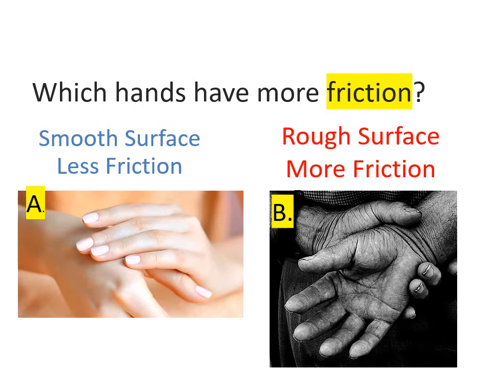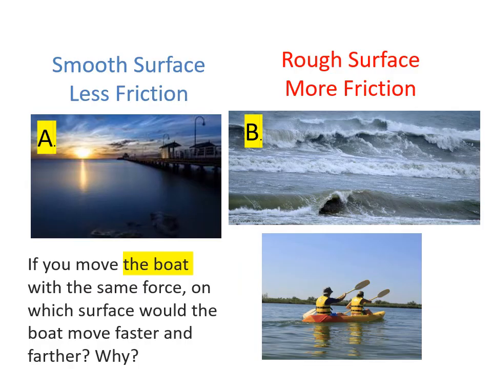Which hands have more friction? We said the hands in picture B, because those hands show a rough surface, and a rough surface has more friction. If you move the boat with the same force, on which surface would the boat move faster and farther, and why? We said the water in picture A, because the water is smooth and it is not rough. Less friction.